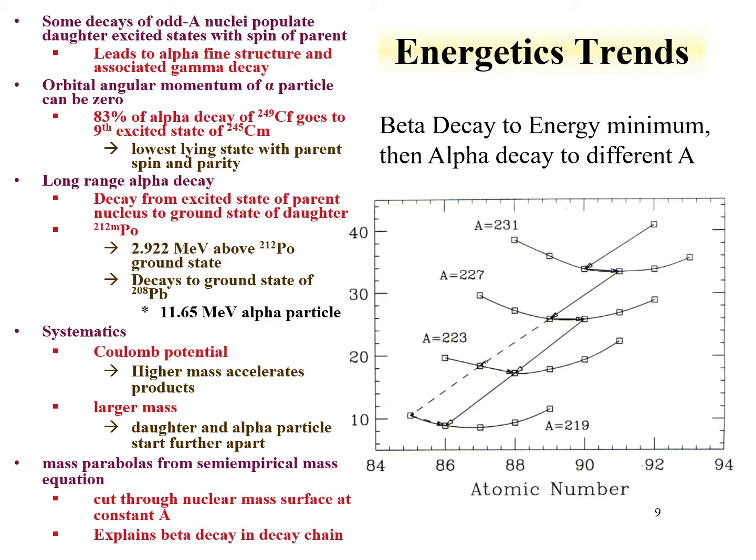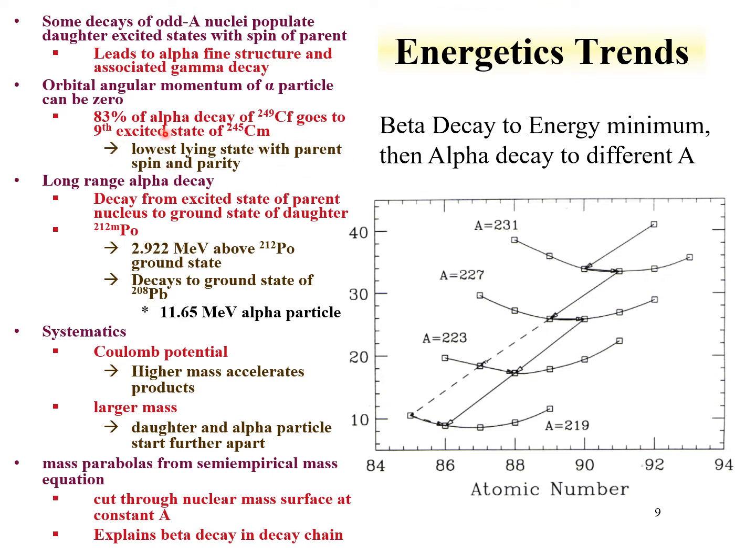As we discussed earlier, alpha particle emission can often demonstrate fine structure. This is due to the fact that during the decay, the parent can decay to an excited state of the daughter. And this is often because the daughter nucleus and the parent nucleus spin and parity need to match up to a certain degree. So for instance, californium-249 goes to the 9th excited state of curium-245, because that is the lowest lying state with the same parent spin and energy.